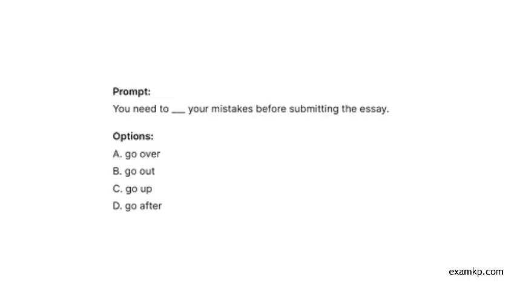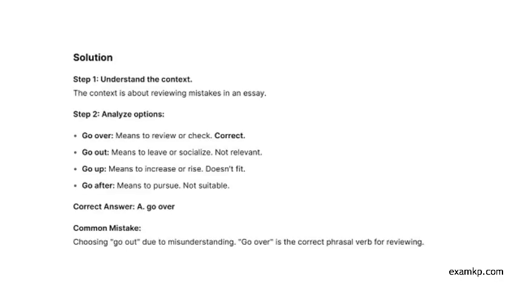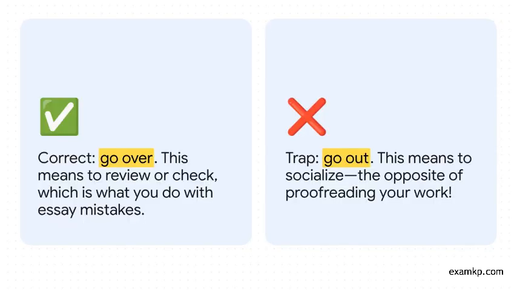And for our last example, let's take a look at a NECO question. You need to blank your mistakes before submitting the essay. The options are go over, go out, go up, and go after. I mean, the context here is crystal clear, isn't it? We've got mistakes and submitting the essay. So what do you do with mistakes in an essay before you hand it in? You check it, you review it. The phrasal verb for that is go over.